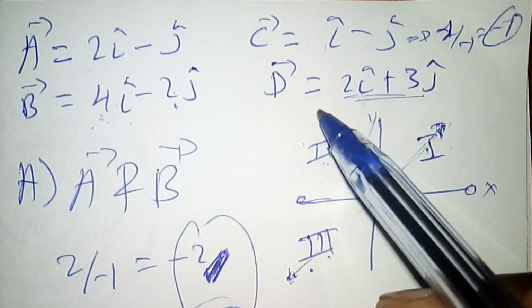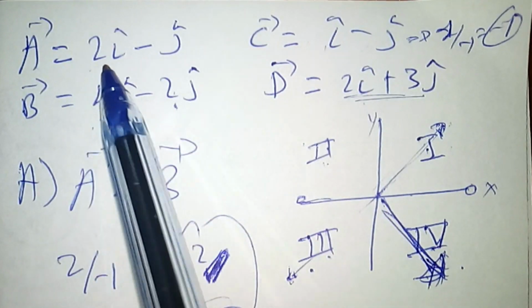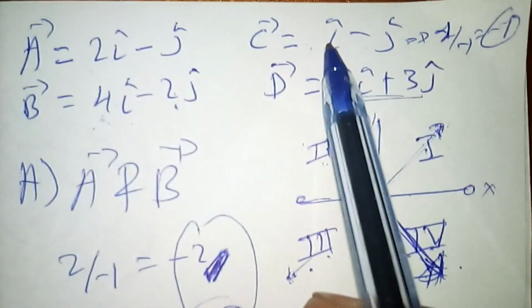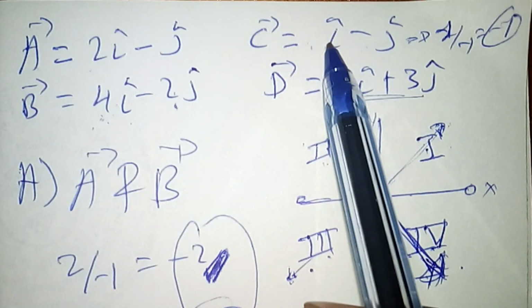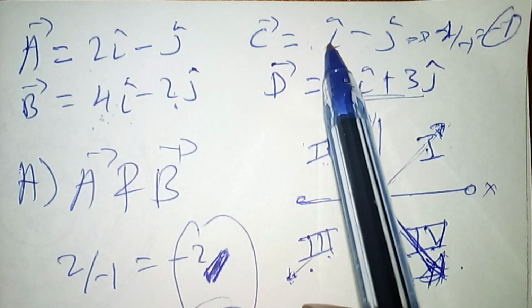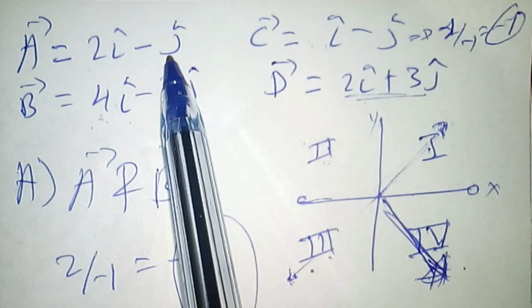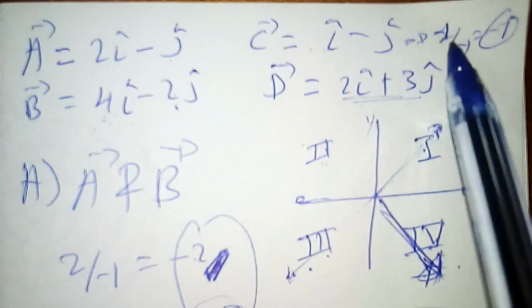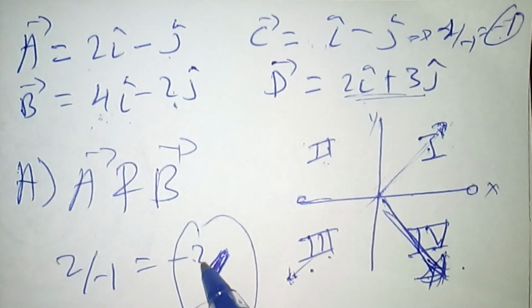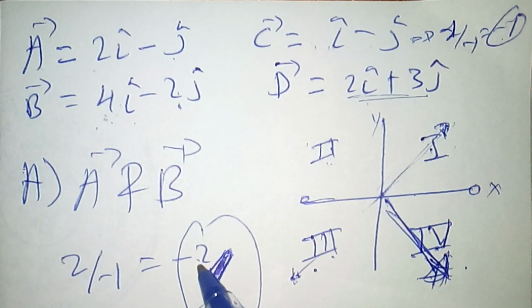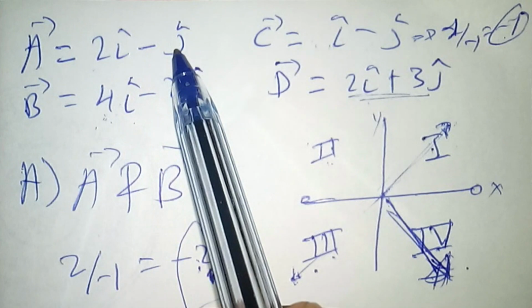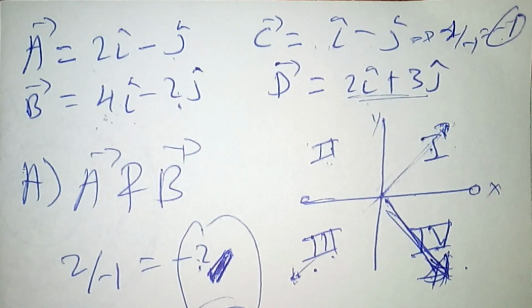On alternative C, A and C are also both in quadrant 4, so there is a chance of being collinear with each other, but the ratio of components of vector A is negative 2 and that of C is negative 1. So even though they exist in the same quadrant, the ratio of their components are not equal, so the vectors are not collinear with each other.